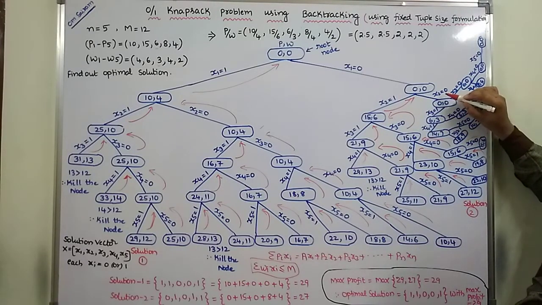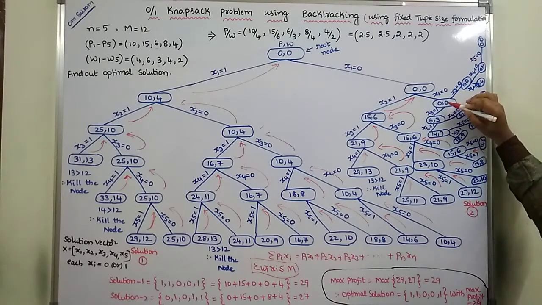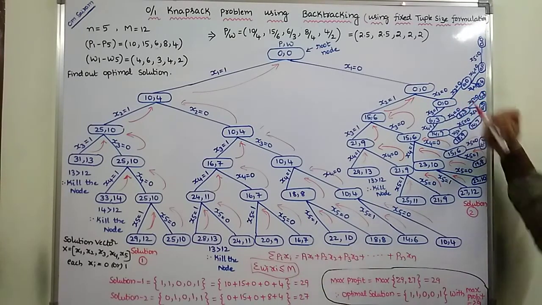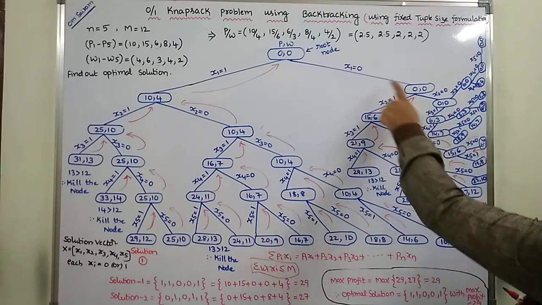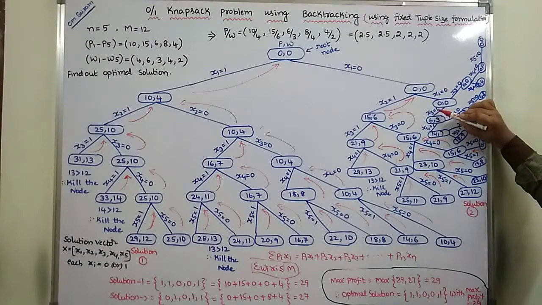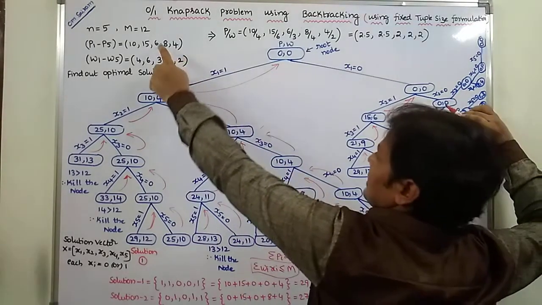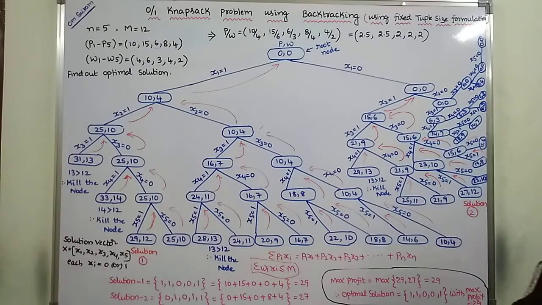The second object is not considered, so the p comma w values are the same, 0 comma 0. Here 0 is less than or equal to 12, condition true, so we have to extend that node. Up to now 2 objects are completed. Now we go for the third object. The third object is considered. Its profit is 6 and weight is 3. So 0 plus 6 is 6, 0 plus 3 is 3, 6 comma 3.